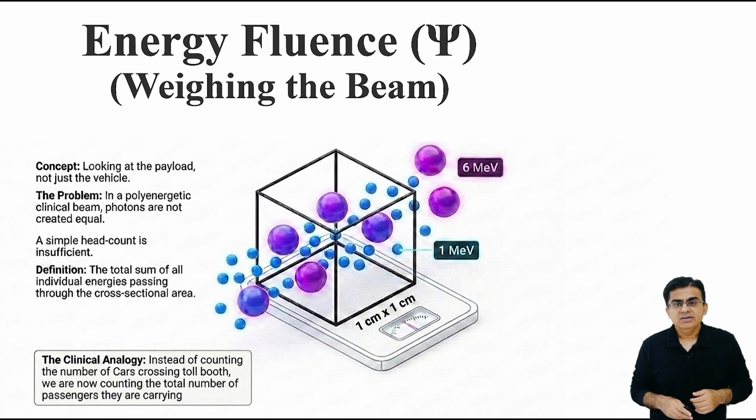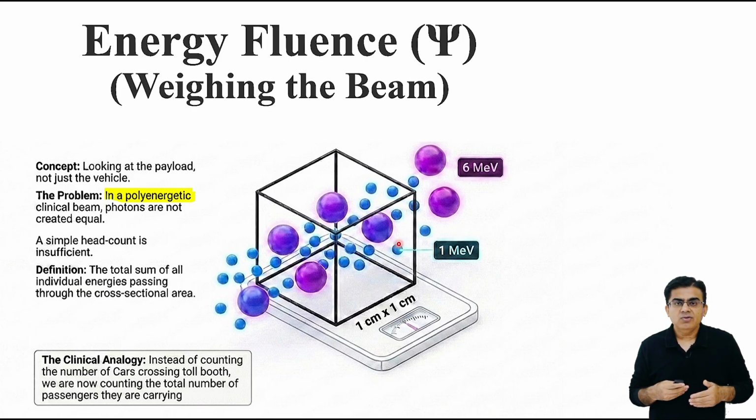We have learned how to simply count the photons. But this simple counting has a major clinical problem. Our clinical linear accelerators produce a polyenergetic beam. This means all the X-ray photons are not created equally. If you look at the diagram, some photons carry high energy like 6 MeV. Other photons carry low energy like 1 MeV.